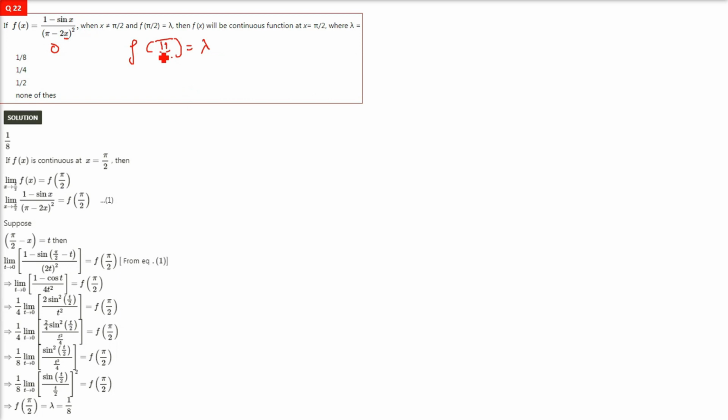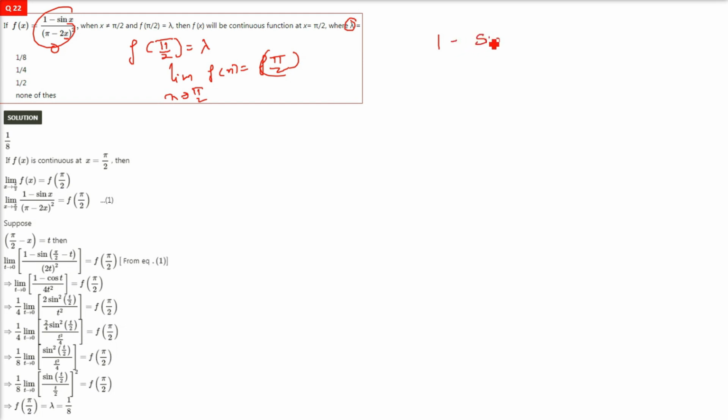since f equals f of pi by 2 equals lambda, this is given in the question. X is not equal to pi by 2 because pi minus 2x whole square will be 0. So f(x) will be a continuous function at x equals pi by 2, where lambda is what? So you have to find out what is f of pi by 2, because that will be equal to lambda, right? So what we are going to do here is limit x tends to pi by 2, and this is f(x) equals f of pi by 2. This limit you have to find out.